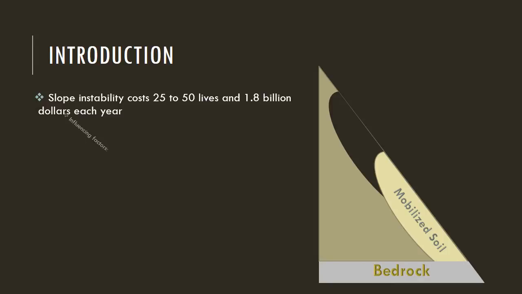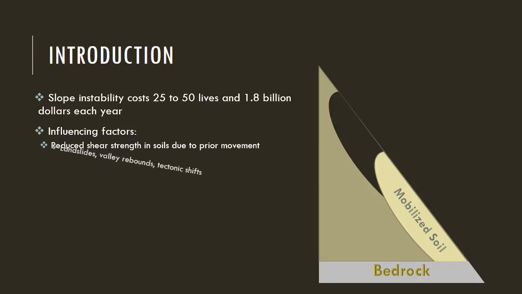damages. Soil instability can be caused by many factors, but in general it is the result of reduced shear strength within the soil. On a natural slope, slip surfaces often form where landslides, valley rebounds, or tectonic shifts have occurred in the past. Shear strength declines in these locations because the prior movement reduces the slide resistance of the soil.